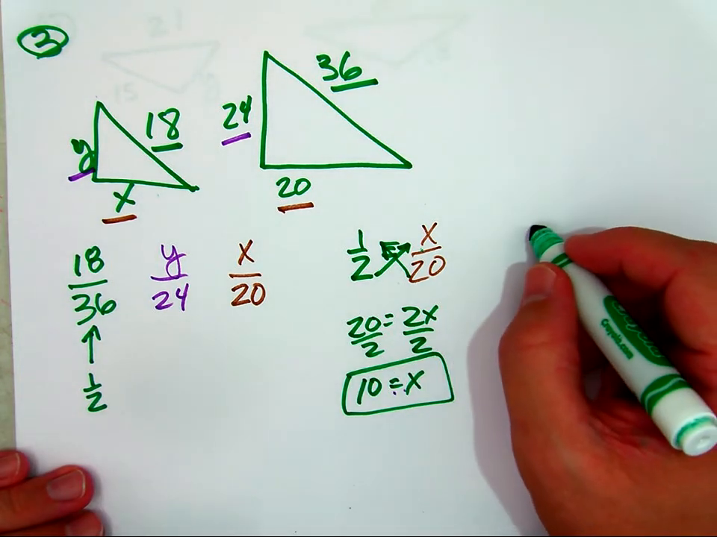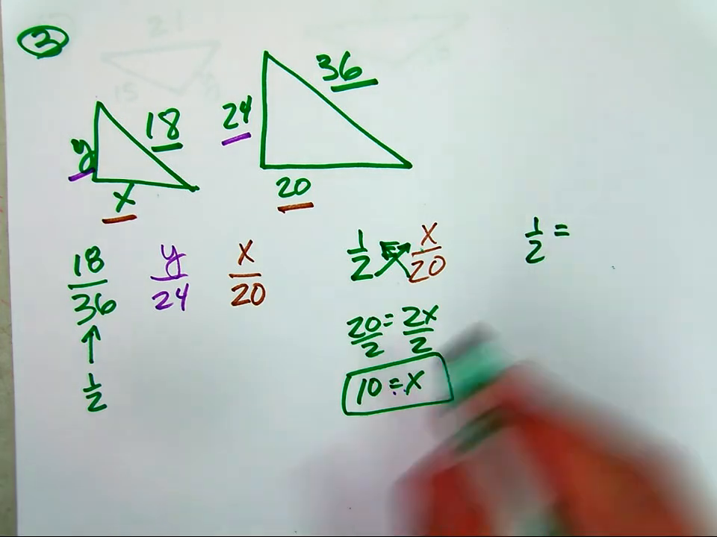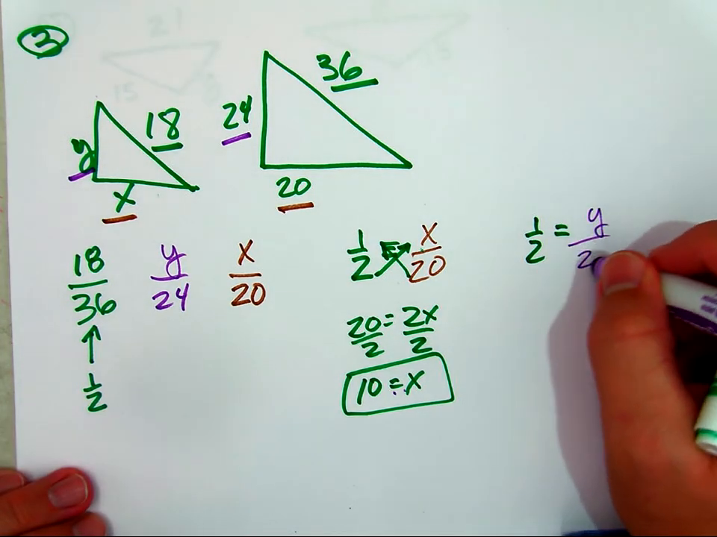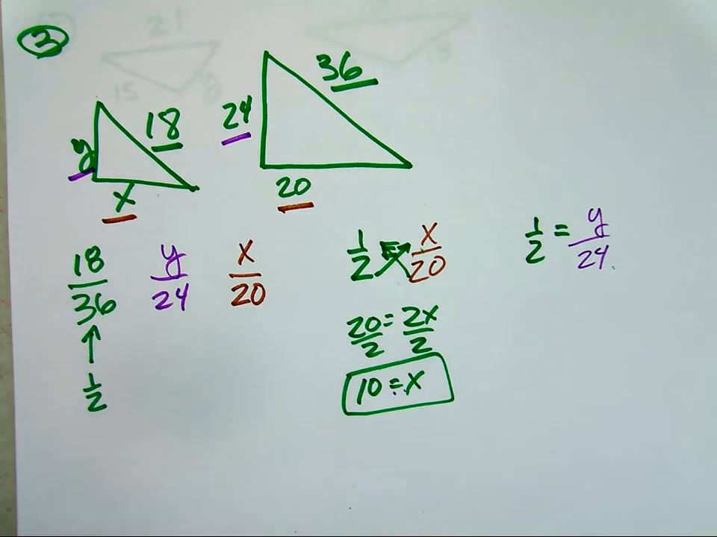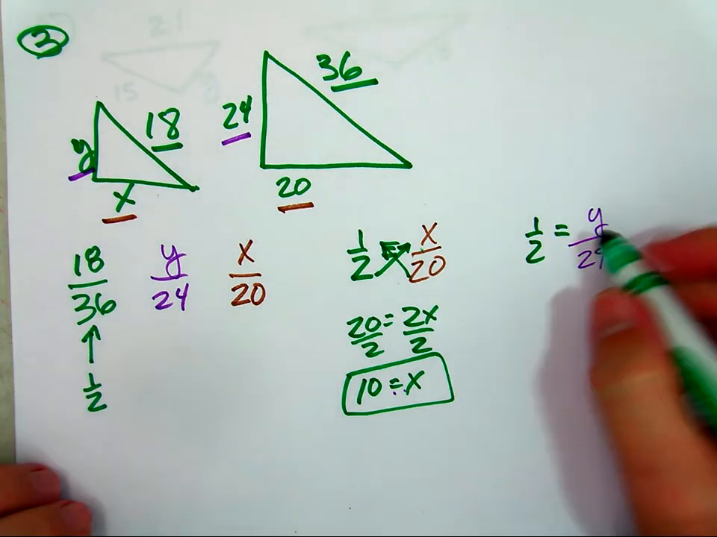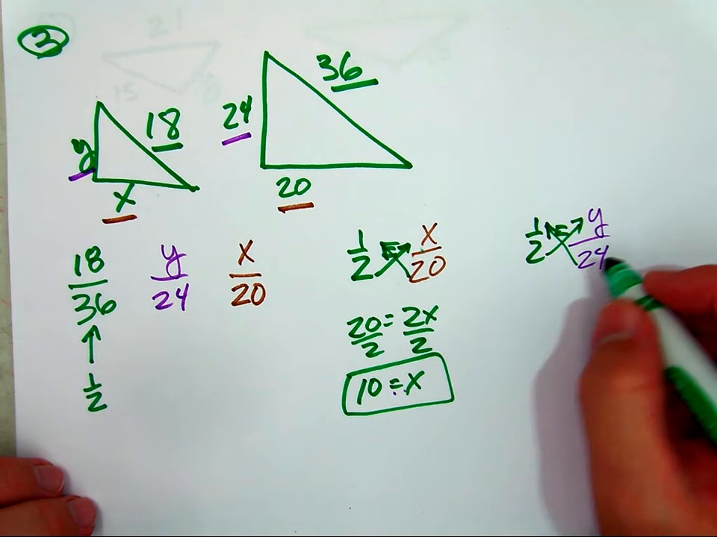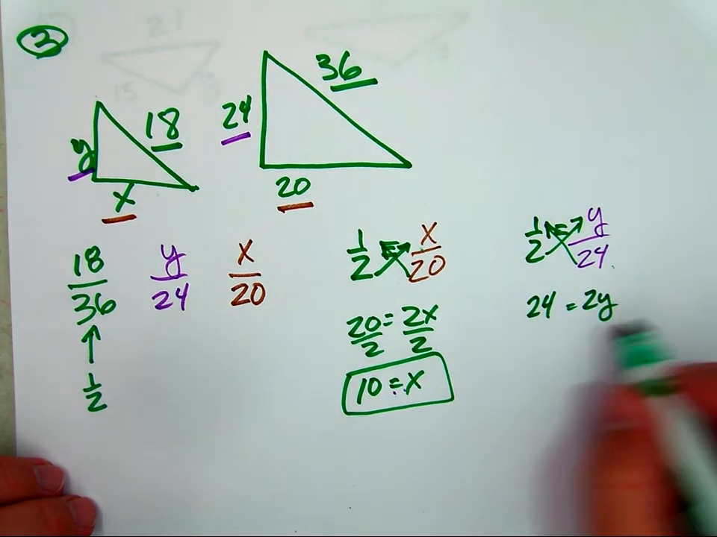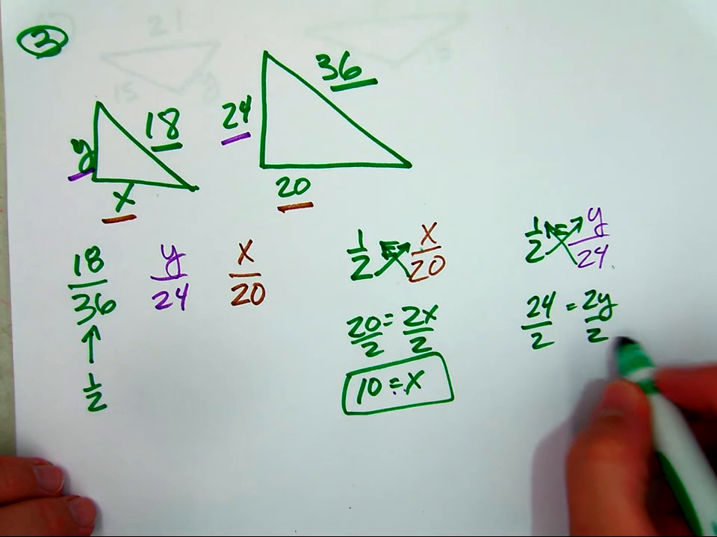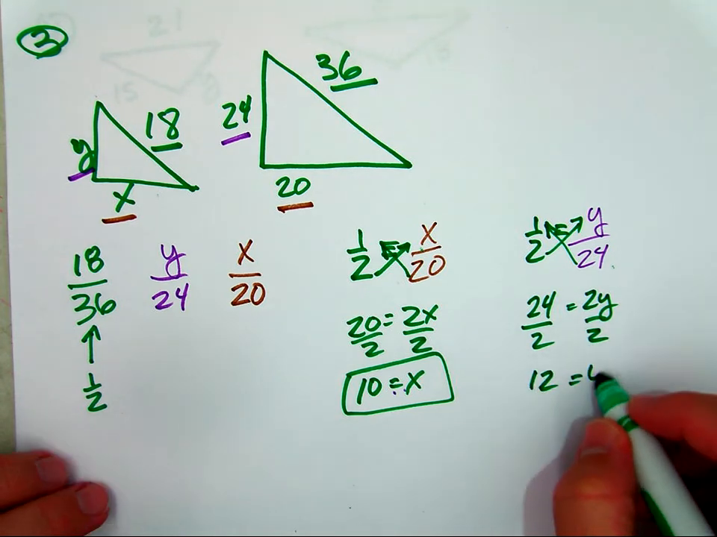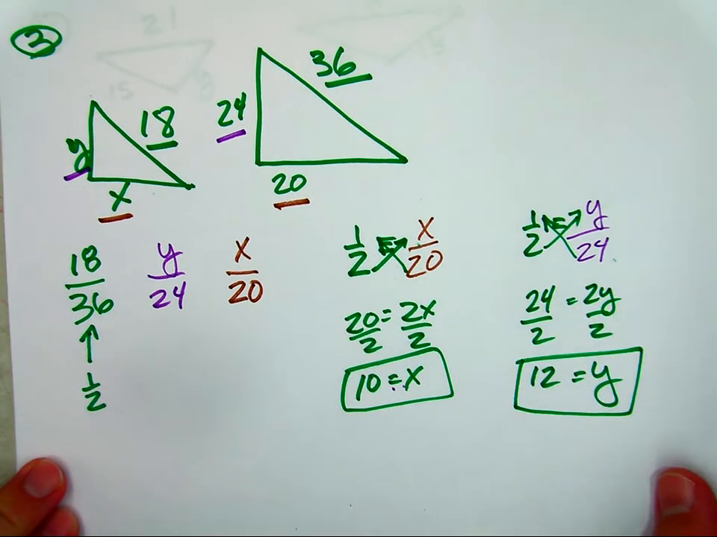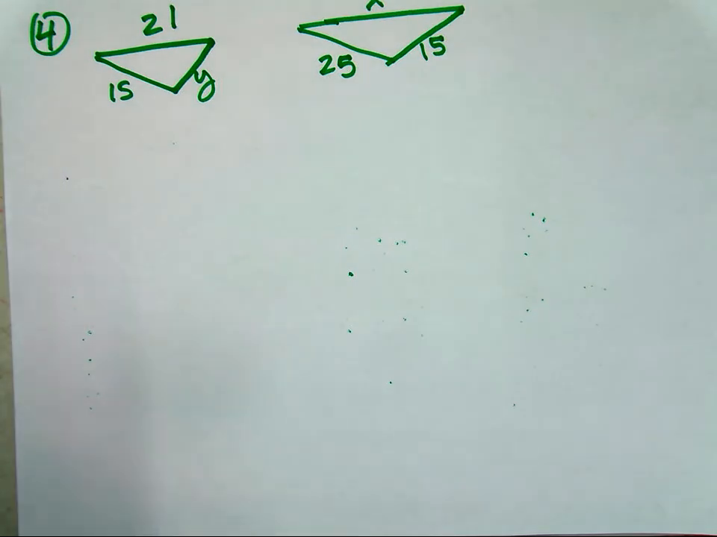To find the y, 1/2 equals y over 24. Do the cross products. 1 times 24 is 24, equals 2y. Divide by 2, and we get 12 is equal to y. I hope you got that one right. Let's do one more. Try this one on your own.